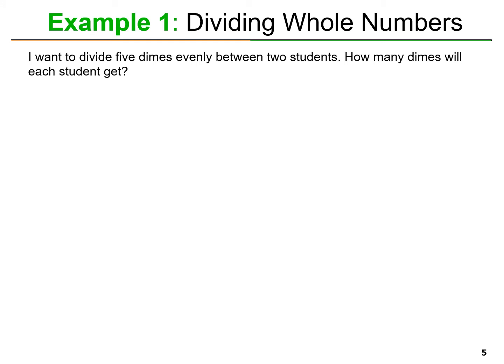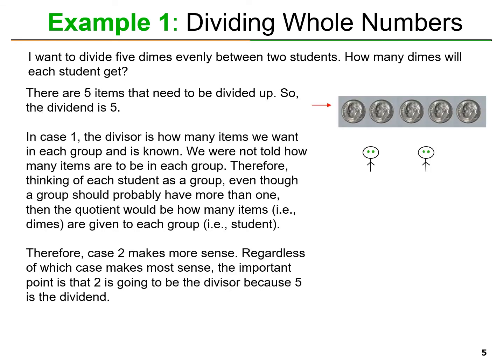Let's work an example. We're going to divide whole numbers. Let's say that I want to divide 5 dimes evenly between 2 students. How many dimes will each student get? There are 5 dimes: 1, 2, 3, 4, 5. That needs to be divided up. So 5 is the total number of items. So 5 is the dividend.